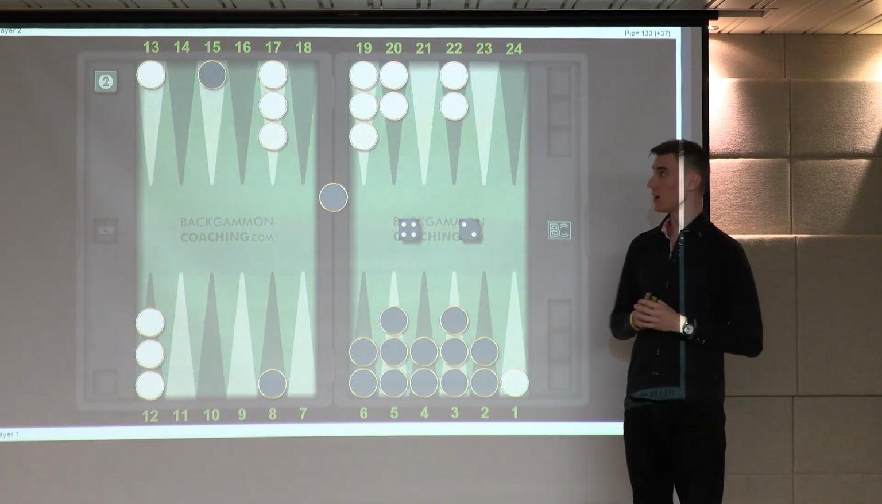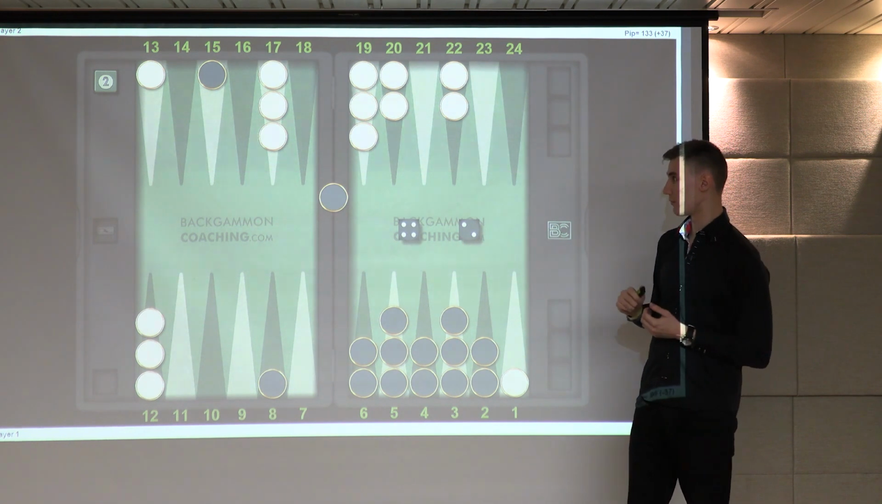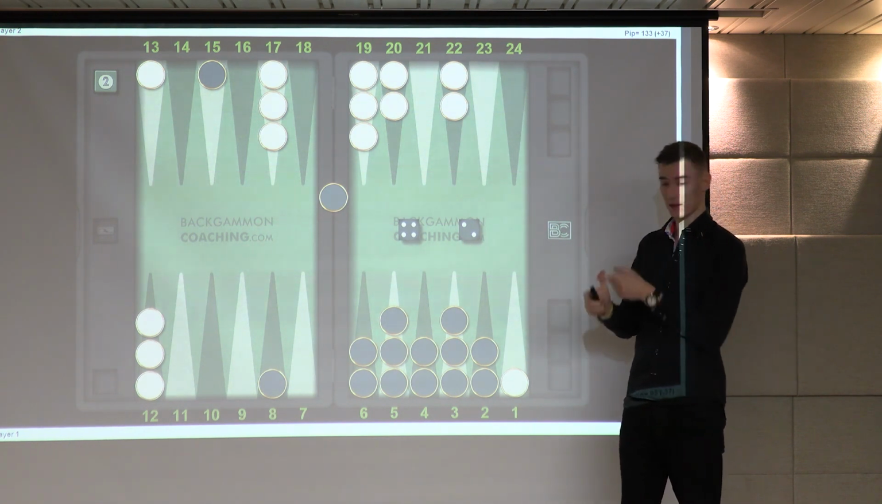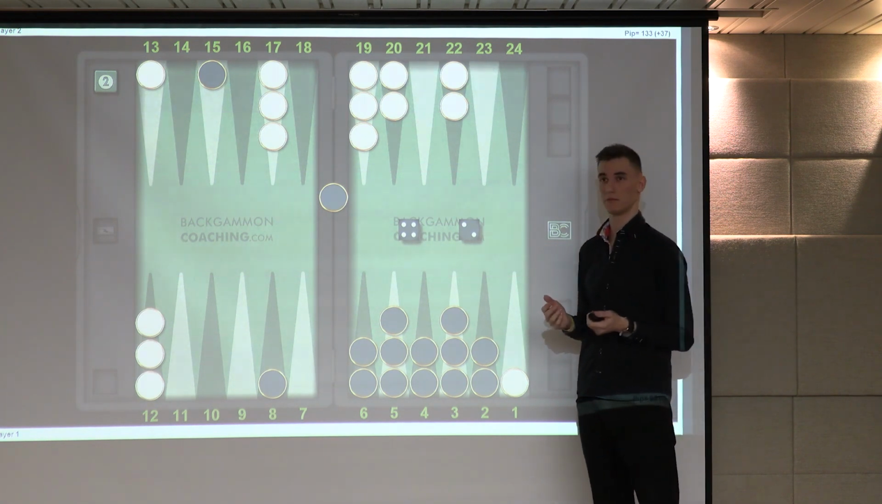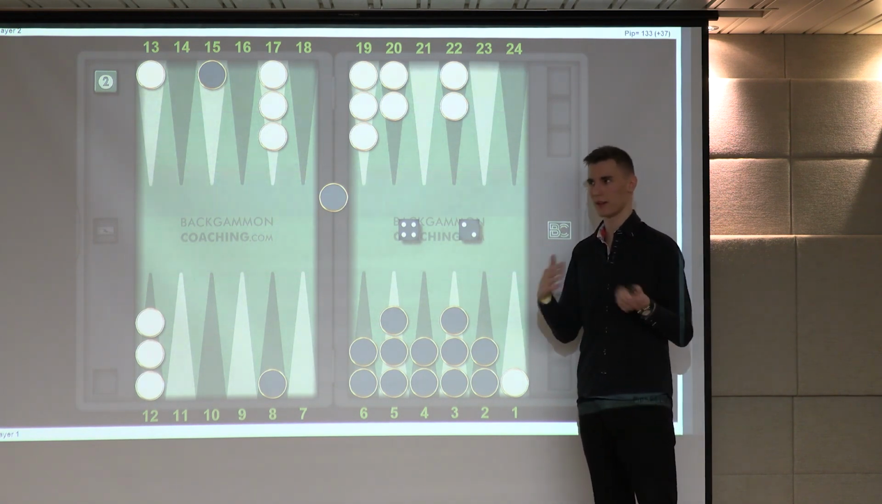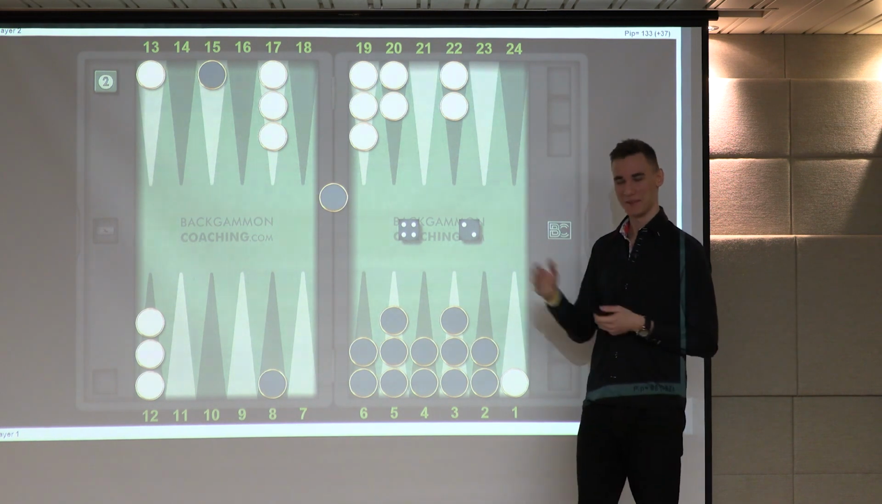So now I'm only going to ask you, what position would you prefer if you know that he will roll a 1? What position would you prefer if he doesn't roll a 1? So if he rolls and if he doesn't.